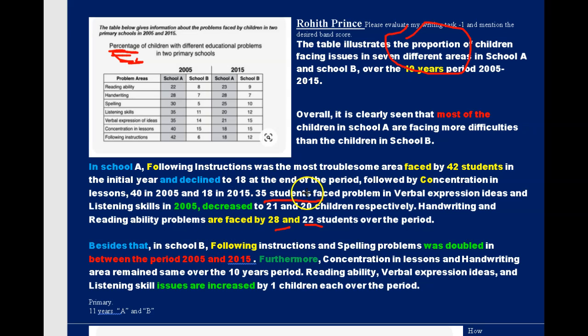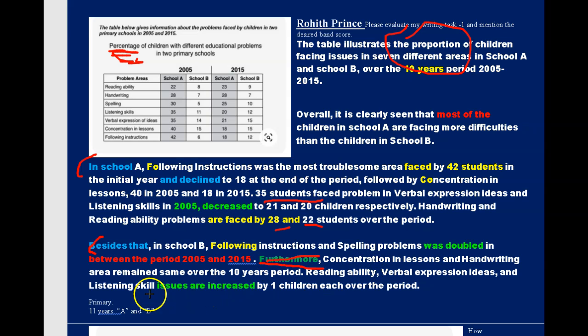School B was doubled. Incorrect grammar. You just want to say it doubled. Doubled in between or during the period. Furthermore, don't use furthermore in Task 1. Furthermore is usually used for ideas, and we're not talking about ideas here. And you didn't set up either paragraph with any type of topic sentence.